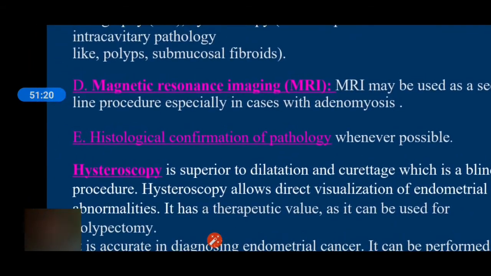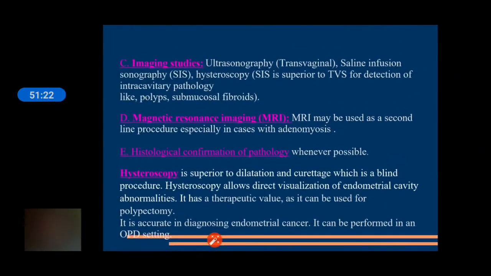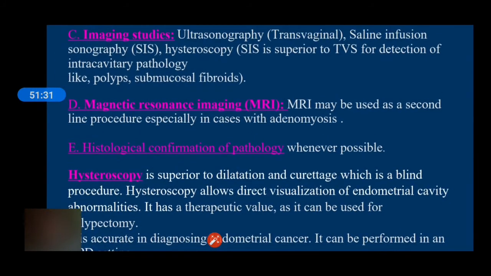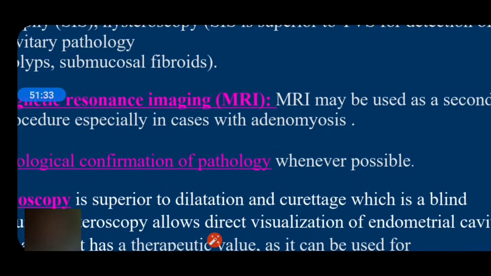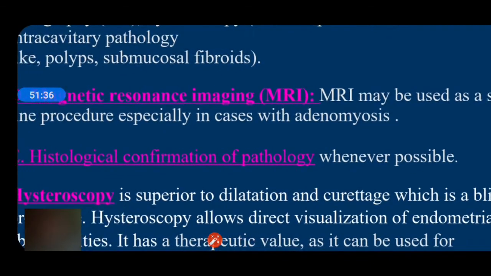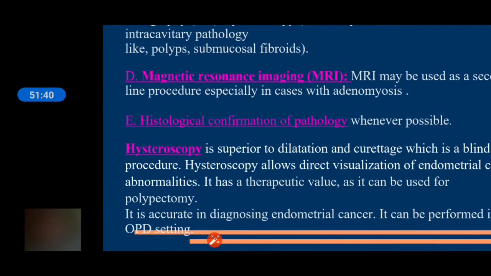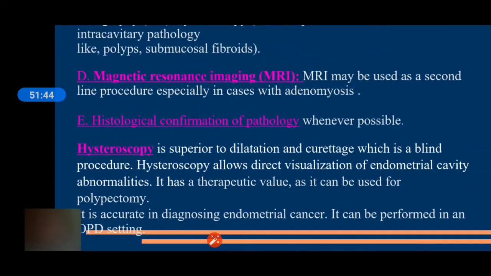Next is MRI, magnetic resonance imaging, which may be used as a second line procedure, especially in cases with adenomyosis. If you are suspecting adenomyosis, then you have to go for MRI, because adenomyosis cannot be diagnosed well with other methods like ultrasonography. It is better diagnosed with the help of MRI. Then histological confirmation of pathology whenever possible. If you suspect any cancer, then you have to send the patient for histological examination.